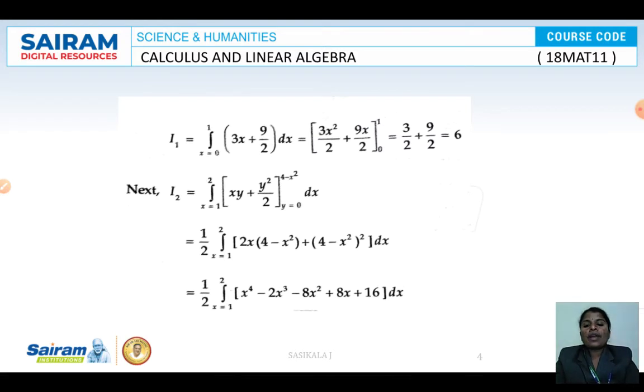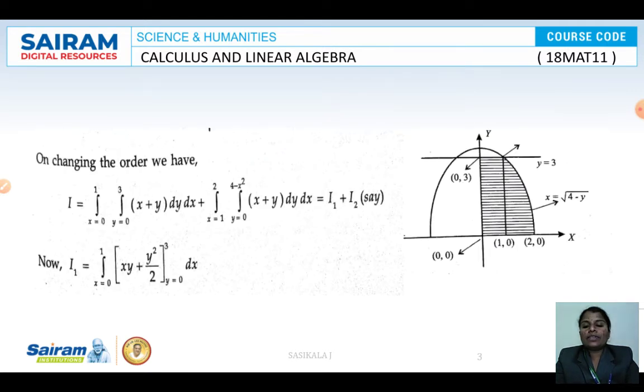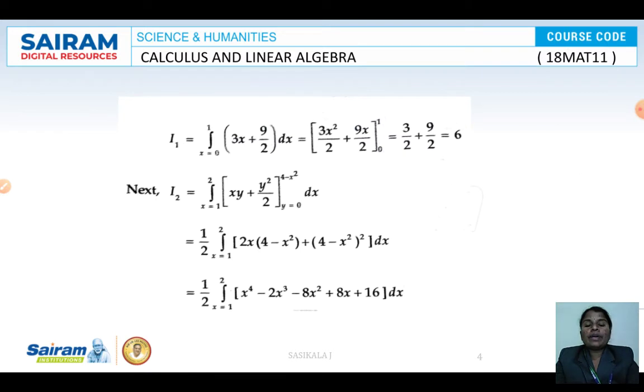So now I1 is equal to the integration from 0 to 1 of (3x + 9/2) dx. So integrate and substitute the upper limit and lower limit. It will become 3x squared by 2 plus 9x by 2, from 0 to 1. So with respect to x, you will have 3 by 2 plus 9 by 2. The first one is 6.